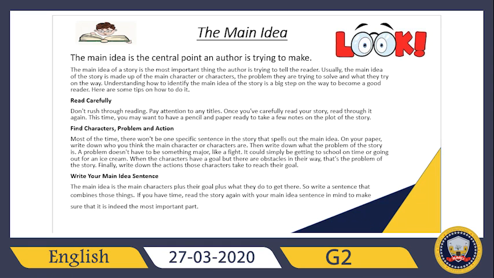Like in Mr. Tennant's Tie Trouble, you know the problem was they needed to save the playground because it was going to close down. A problem doesn't have to be something major, like a fight. It could simply be getting to school on time or going out for an ice cream, when the characters have a goal but there are obstacles in their way. That is the problem of the story. Finally, write down the actions those characters take to reach their goal.